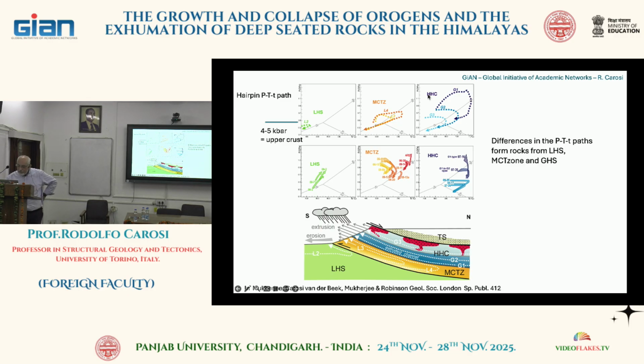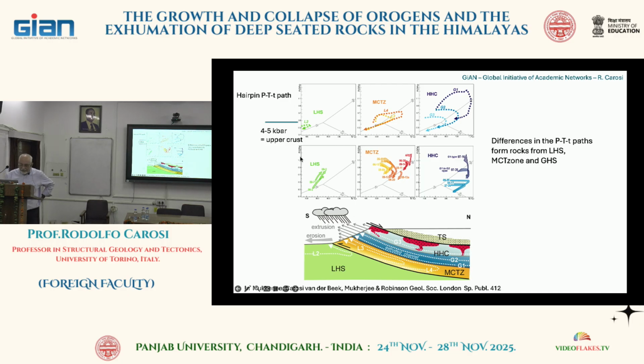The Greater Himalayan sequence reaches pressures of maybe 1.6 to 1.8 gigapascal. The Main Central Thrust zone, the boundary between the upper Main Central Thrust and the lower, shows a PT path like this, more or less. So a little bit different, with lower pressure with respect to the Greater Himalayan sequence.